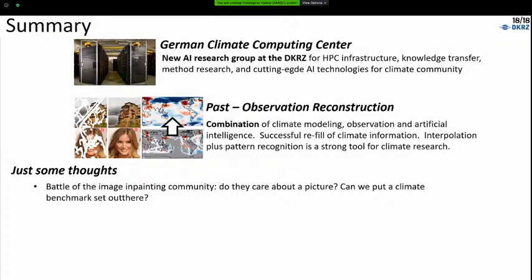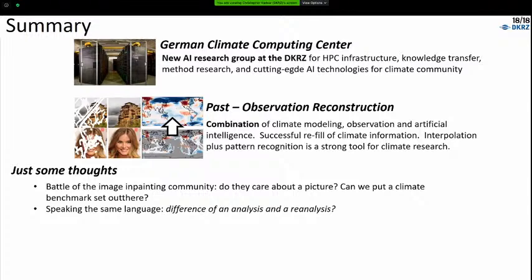And what I ask myself is, do they really care about a picture? We care about the climate information behind it, right? But do they really care about the picture? And if they don't care about a picture, could we set up a climate benchmark out there and say, guys, use climate data and make your competitions on that, to get a really cool method for our questions, basically, because I'm pretty sure they don't care about the pictures. I know it's a little bit provocative, but we can discuss this.